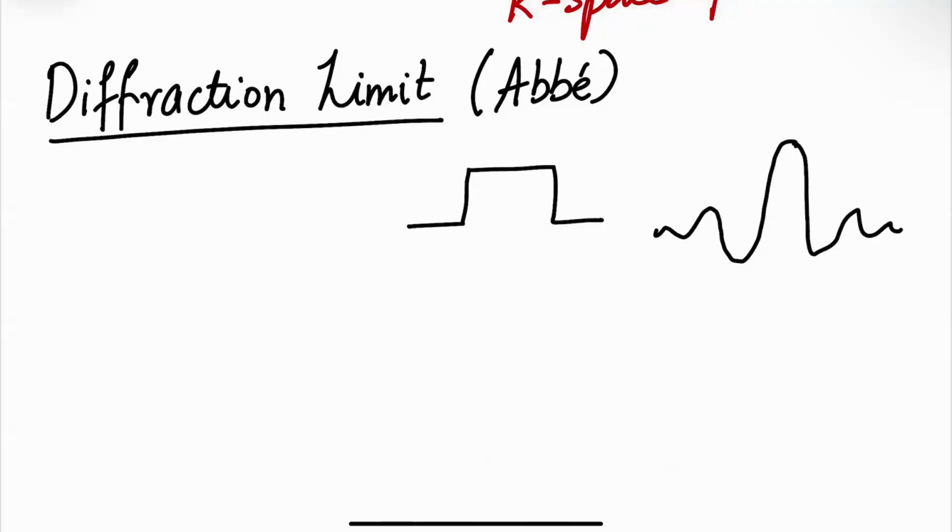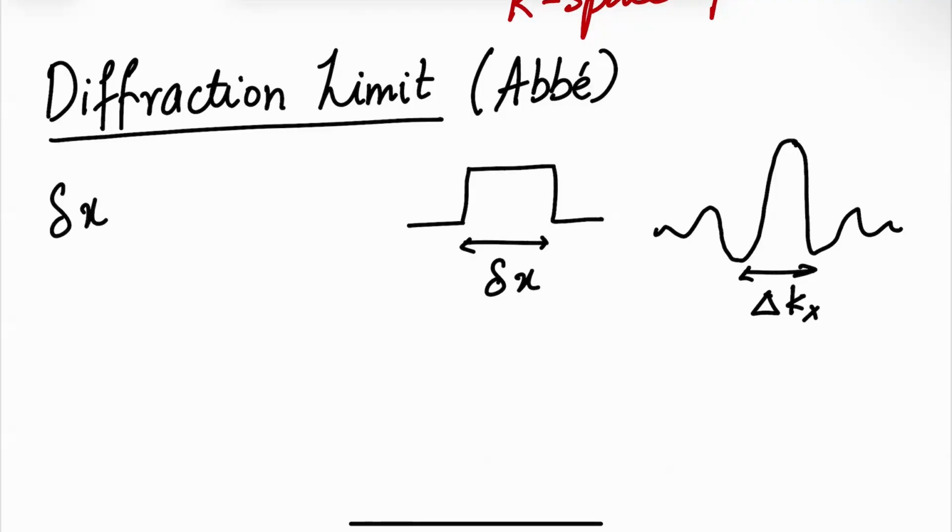And the property is that if this width is delta x, and this width is delta kx, then the properties of Fourier transforms tell us that delta x times delta kx is equal to 2 pi. And we know that, right? So if I have a very broad pulse, then in the frequency domain, the sinc function becomes narrower and narrower, right? Because the product of the two is a constant.